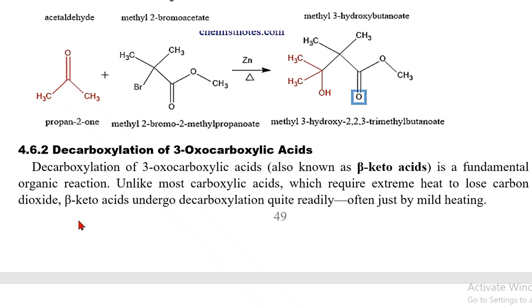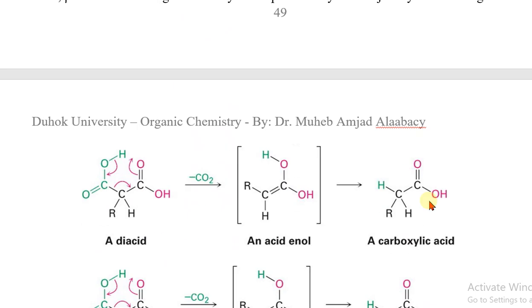Beta keto acid undergoes decarboxylation quite readily, often just by mild heating. Just by heating, decarboxylation can happen. So if you look at our system here, this is the diacid. Here we have the diacid.